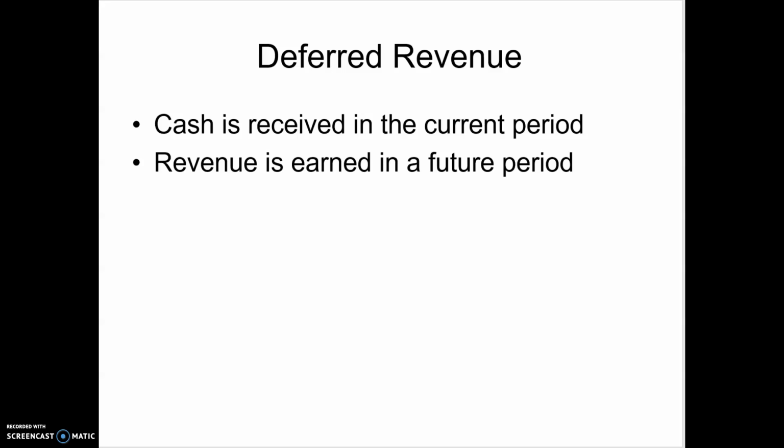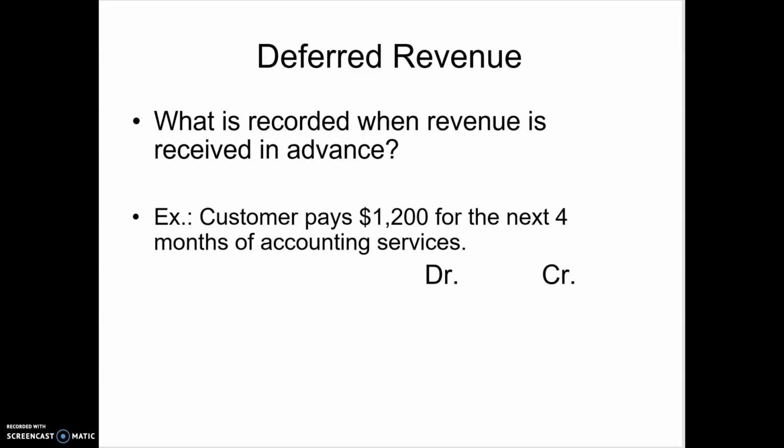So the next category of adjusting entries that we're going to talk about is deferred revenue, right? So we know deferrals is when the cash transaction already happened. So we get the cash and then we earn the revenue later. So what do we call it when revenue is received in advance? This would have been an example. And this is from chapter 2.